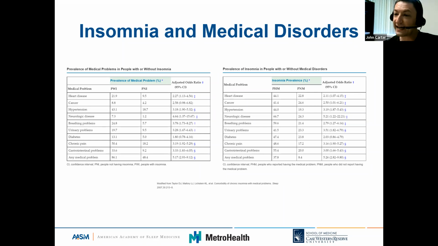Flip it around. If we look at people who have chronic pain, about half of them report insomnia. People who have GI problems, a little over half of them report insomnia. So very clearly there are significant associations between medical disorders in general and insomnia, and certain diagnoses are certainly overrepresented in the insomnia population. This raises a lot of interesting questions. Certainly this research has not yet been fully worked out, but this is an area of active investigation.